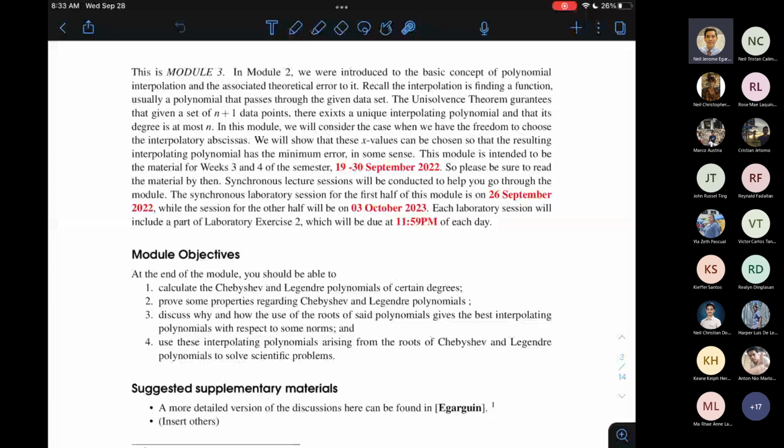And then of course, as usual, you should be able to use yung interpolating polynomials na nanggagaling dito sa dalawang class of polynomials in solving scientific problems.